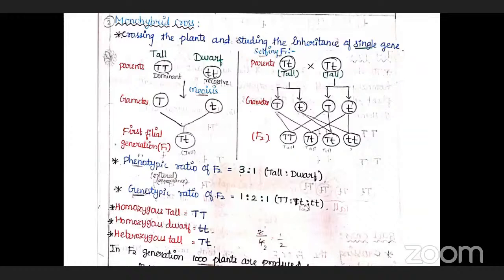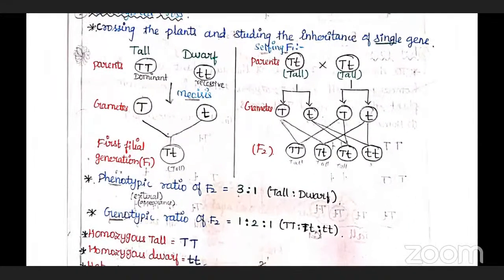He selected one character, height. One is a tall stem, another one is a short stem. This is considered the parental generation. The parental generation is denoted by the capital letter P. The factors are capital T and capital T, which is responsible for tall plant production. Another one has factors small t and small t.